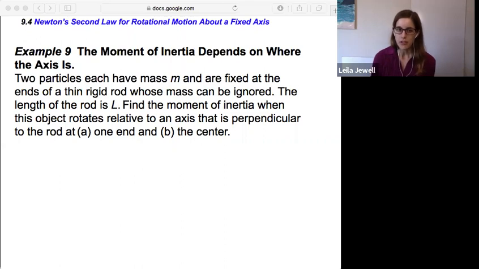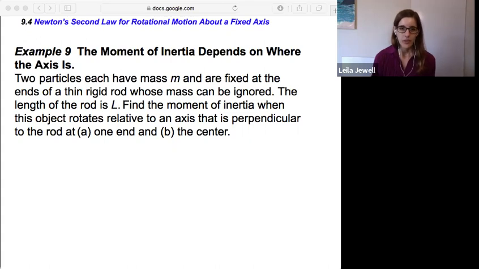Two particles each have mass m and are fixed at the ends of a thin rigid rod whose mass can be ignored. Very small mass compared to the two particles. The length of the rod is L. Find the moment of inertia when the object rotates relative to an axis that is perpendicular to the rod at A, one end, and B, the center.